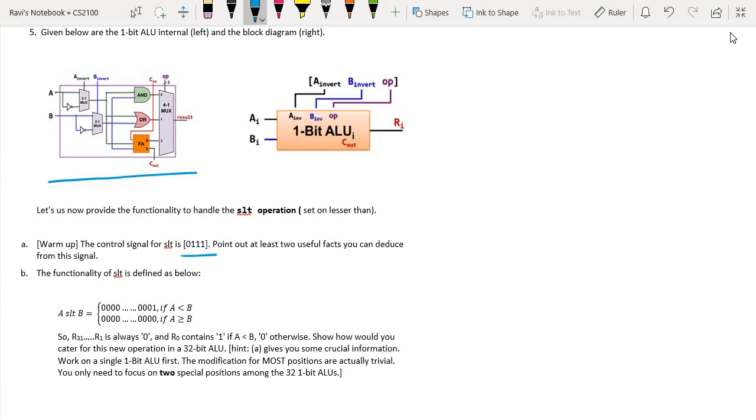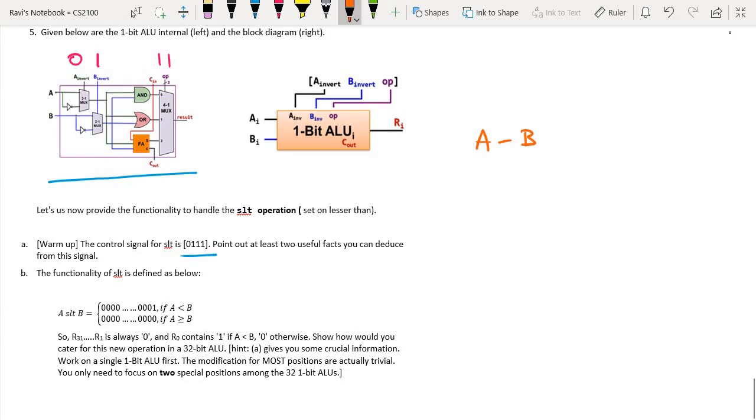So with 0111, what do we know? The 0111 will map to the 4 inputs here: 0, 1, and the op bits for the multiplexer will be 11. Let's look at the first two bits first, 0 and 1. So A invert is 0, B invert is 1. If B invert is 1, that implies that we are going to do a subtraction operation, which means we are going to do A minus B. That's the first thing that we can observe.